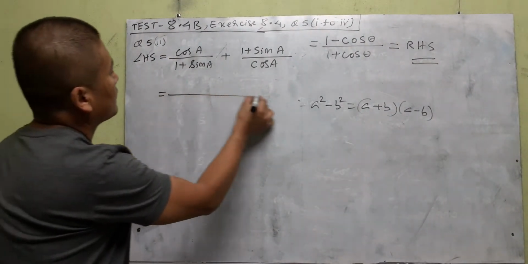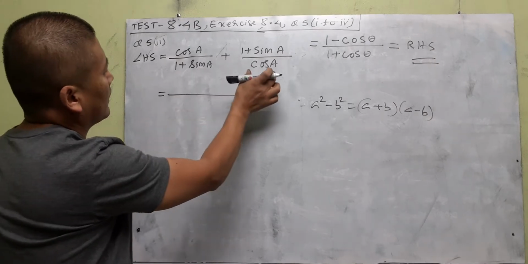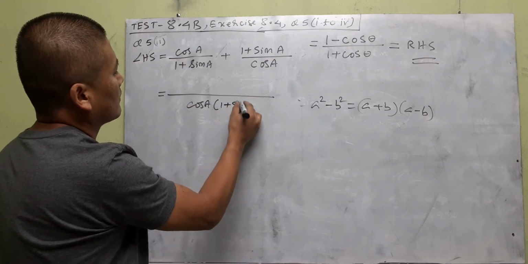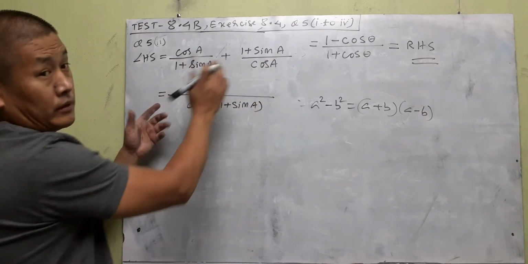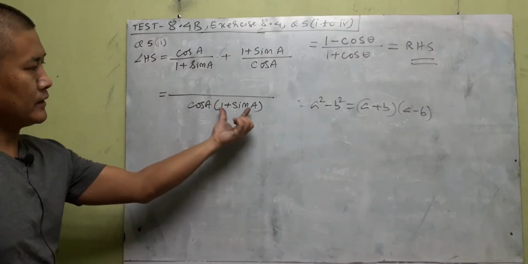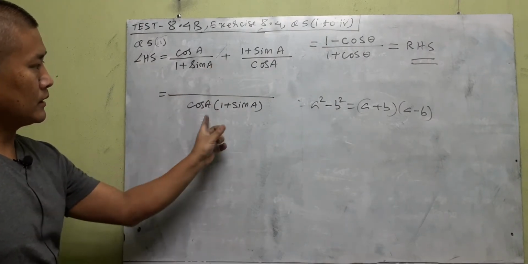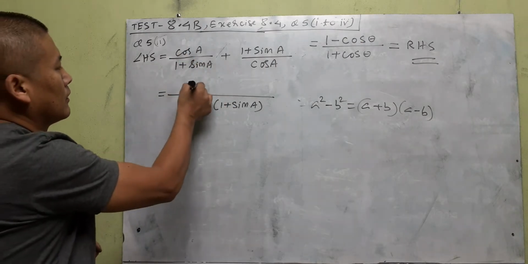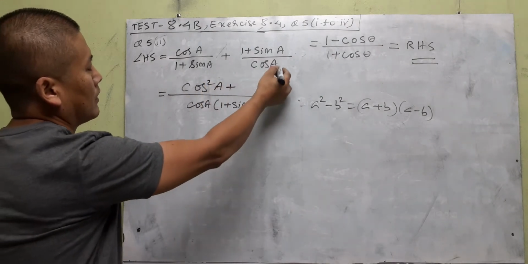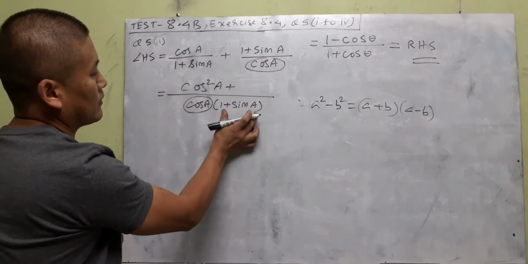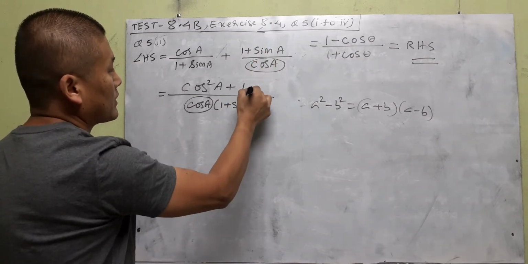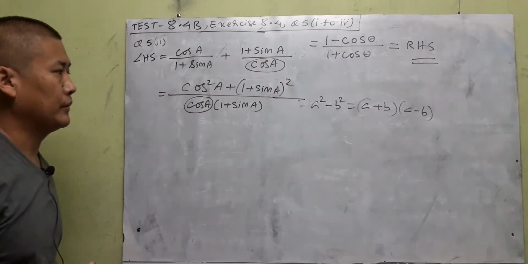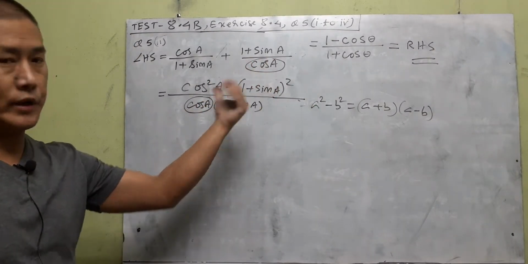So let us find out the LCM of these two. 1 plus sine A and cos A, LCM will be cos A into 1 plus sine A. Just these two multiplied is the LCM, right? Now in the denominator, this is there already. So cos A into cos A, cos square A, plus, this is already there here, so the missing one is this one. So we'll multiply 1 plus sine A into 1 plus sine A, which is (1 plus sine A) whole square, right? Two times means square.